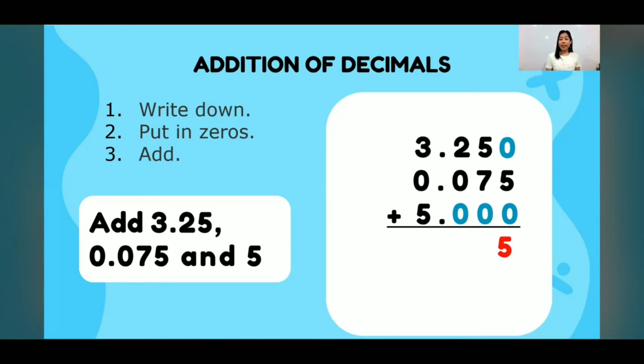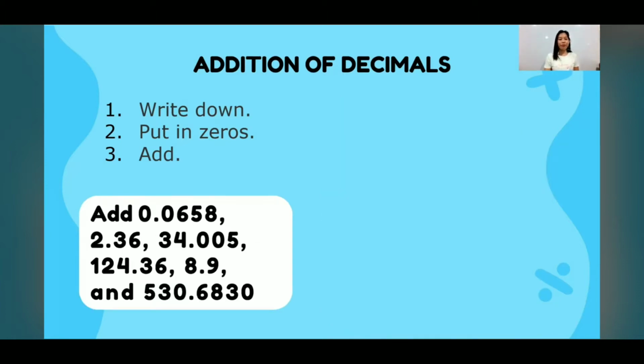0 plus 5 plus 0 is 5. 5 plus 7, 12. So carry 1. 1 plus 2, 3. And the decimal point, 3 plus 5, 8. So the final answer is 8 and 325 thousandths.